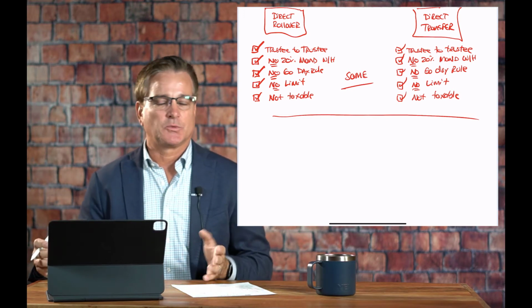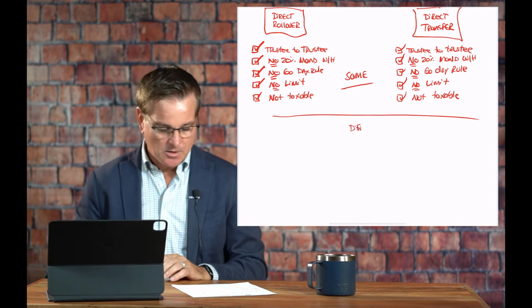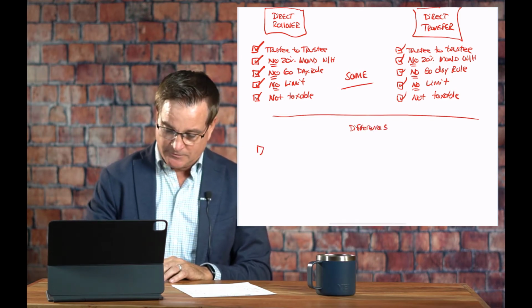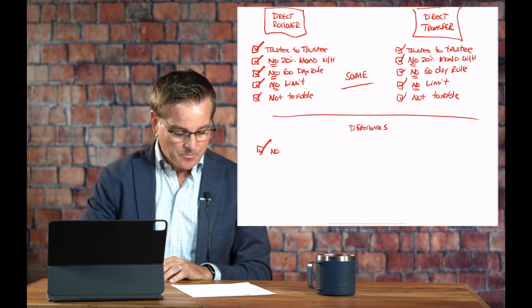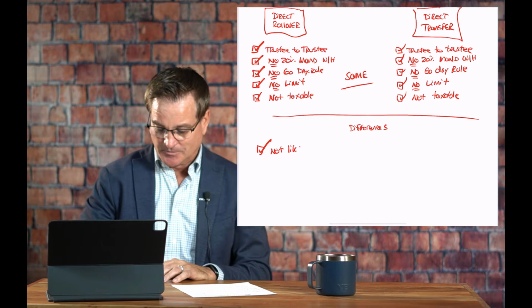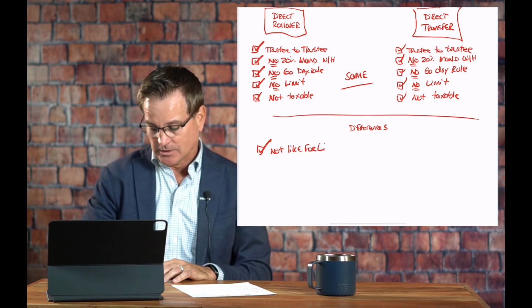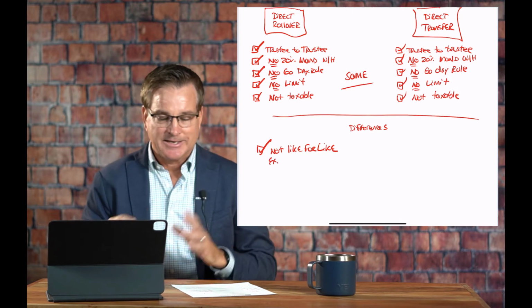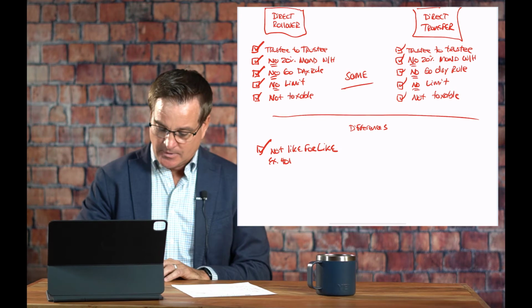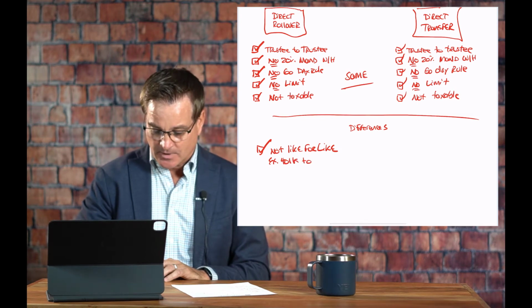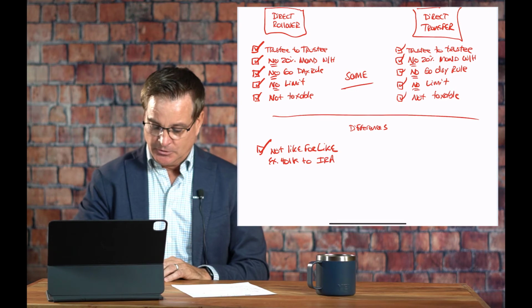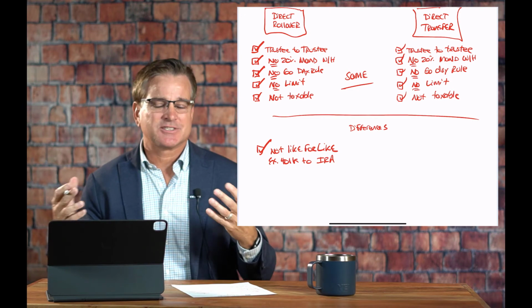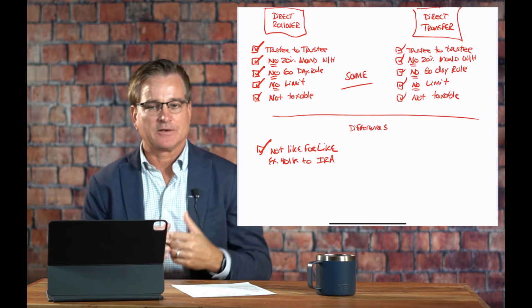What are the differences between a rollover and a transfer? Well, on a direct rollover, what we're referring to here is these are commonly not like-for-like accounts. So an example of not like-for-like accounts would be a 401k plan to an IRA. They're two different account types.